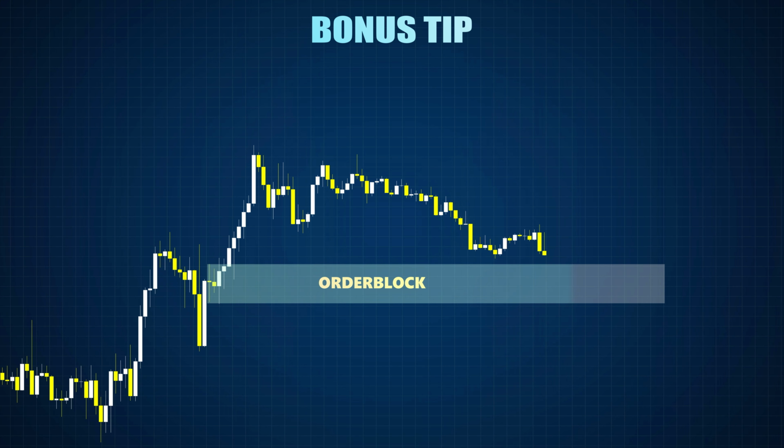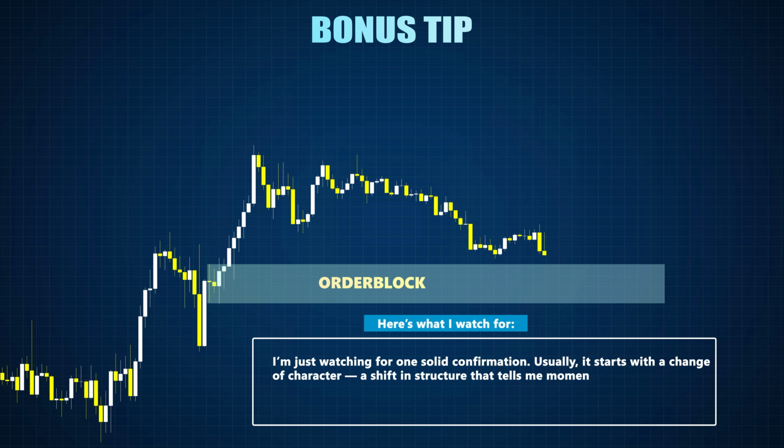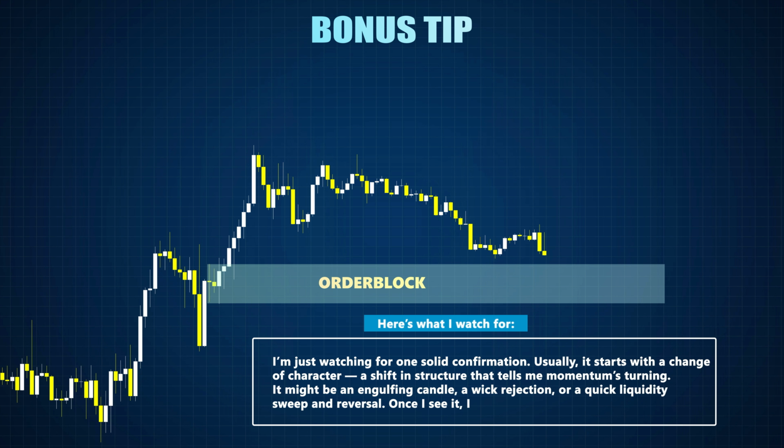When price comes back to the order block, I pause and wait. I don't rush in. I watch closely for confirmation. And the main thing I look for is a change of character. Sometimes it's a bearish engulfing candle. Other times it's a strong wick rejecting the zone, or even a quick sweep of liquidity followed by a shift in direction. The moment I see just one solid confirmation, that's my cue.